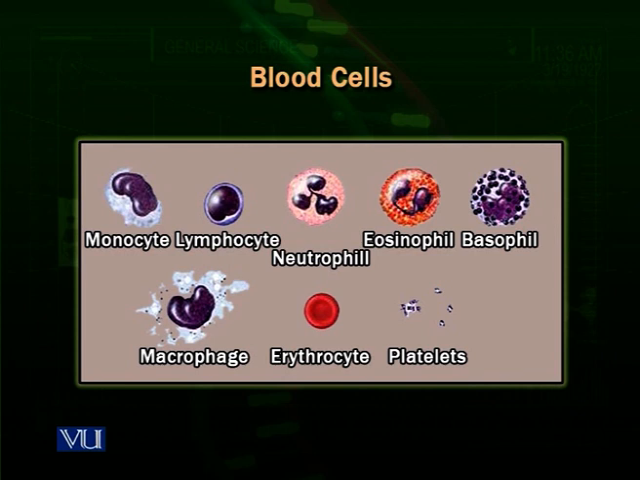Then the granulocytes, the neutrophils, these are also phagocytes. They also engulf large particles, which are invaders, and they kill them. They usually work inside the blood.